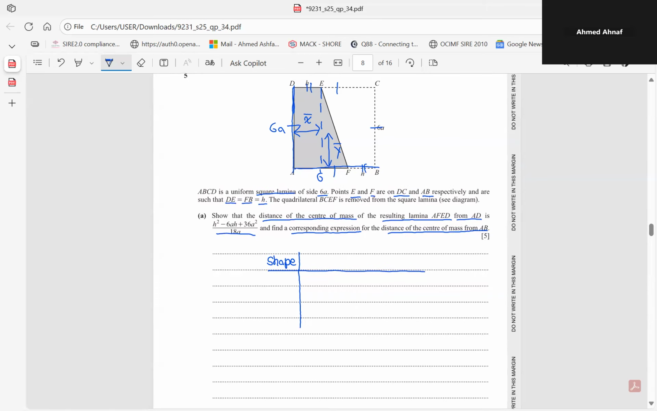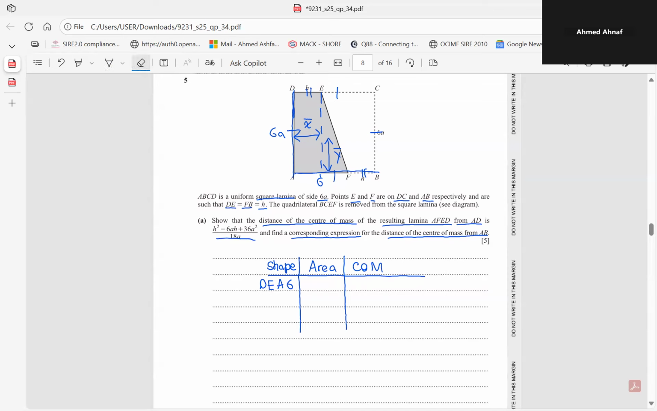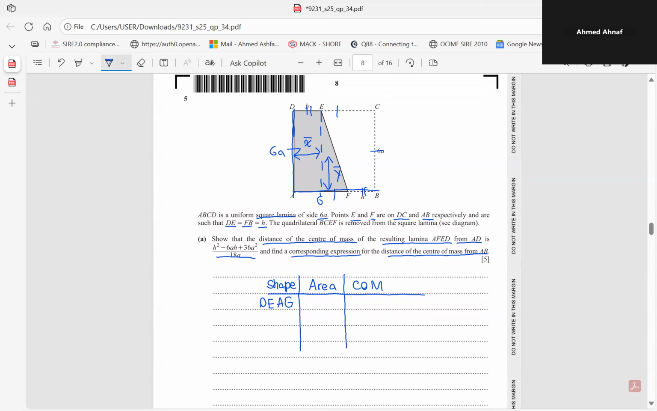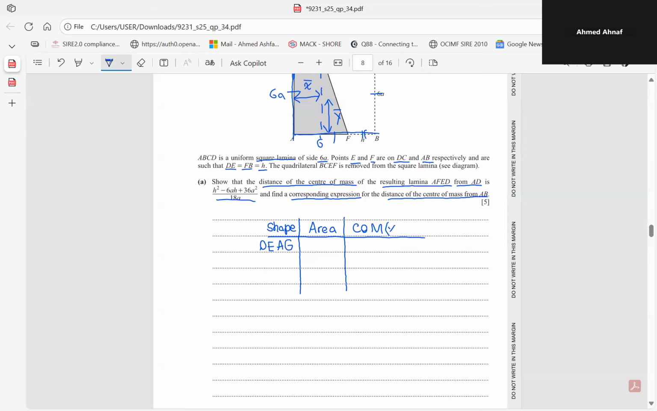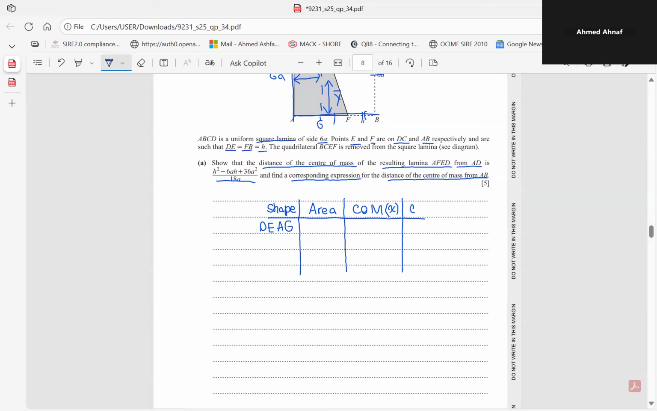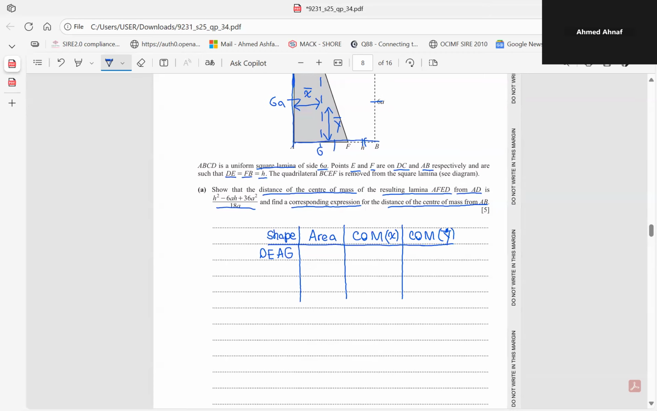So we're going to find DEAG, and you have to find their areas as well. And then lastly, you can find the centers of mass. Oh, and my G looks like a 6. So yeah, G. For center of mass, you should write X, which is the distance from AD, and center of mass Y, which is the distance from AB.